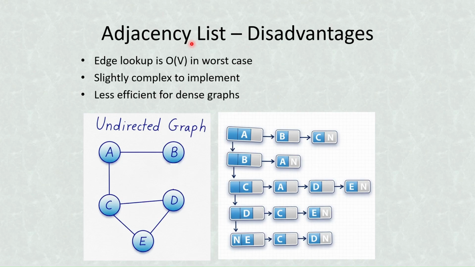What are the disadvantages of the adjacency list? It is slightly complex to implement and less efficient for dense graphs, which means graphs that have a larger number of edges. Consider I want to check whether C is connected to E or not. So I will check the adjacency list of vertex C. In this case, E is present at the end, but you cannot directly jump to this node as only sequential access is possible. So I will first visit this node, then this node, and at the end I will get to know that C is connected to E as well. And what is the worst case complexity for this? It will be V, where V means the number of vertices present in your graph.